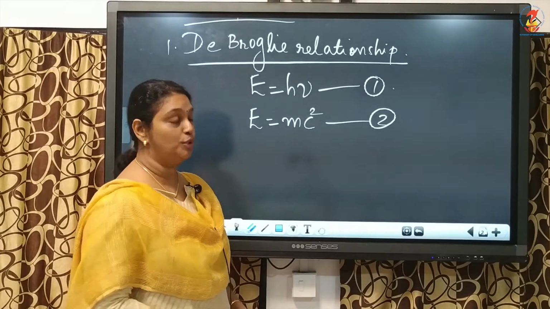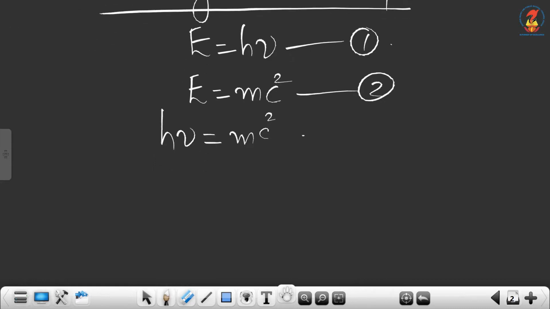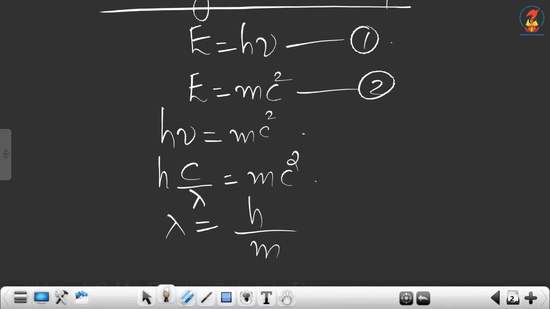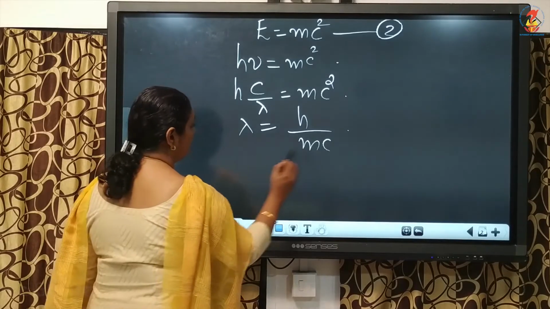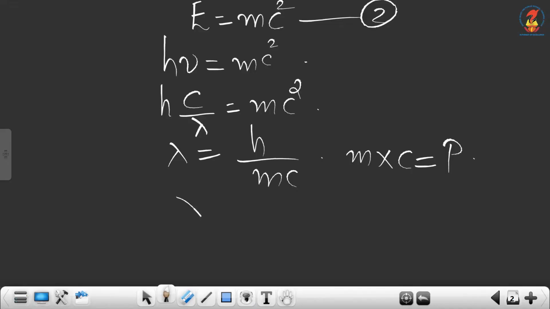Now combining 1 and 2, we get h nu is equal to mc square. Here h is Planck's constant, nu is the frequency, m is the mass of electron and c is the velocity of light. Substituting nu is equal to c by lambda, you can write h into c by lambda is equal to mc square. Or from this expression lambda is equal to h by mc. Now we know this m into c, that is mass into velocity, is equal to momentum p. So we can write the expression as lambda is equal to h by p.